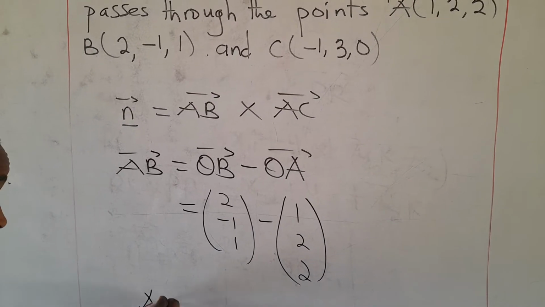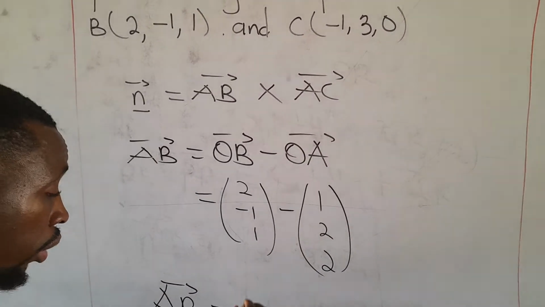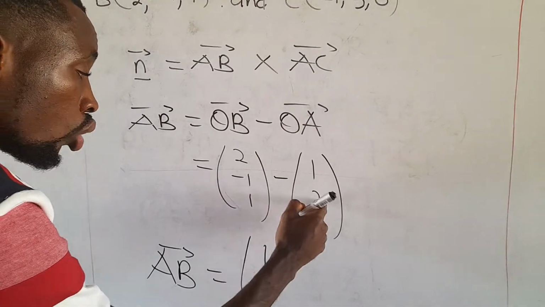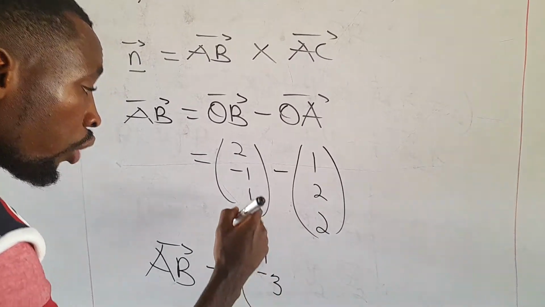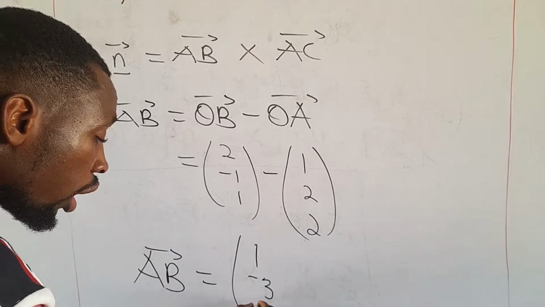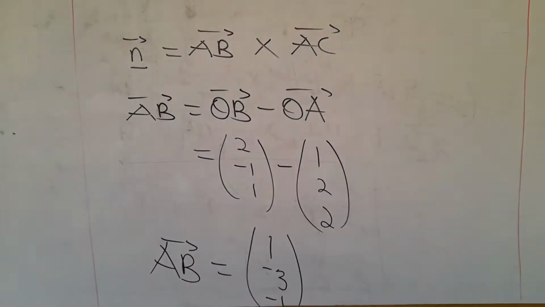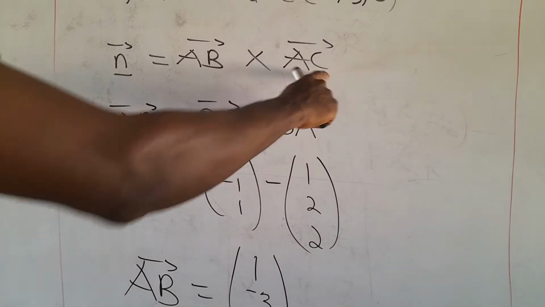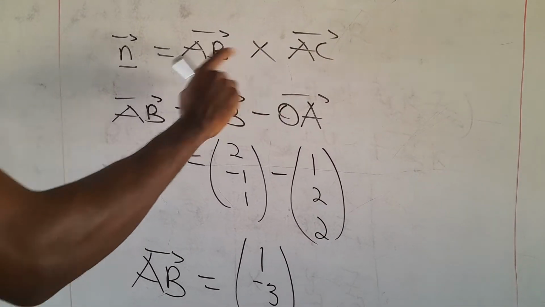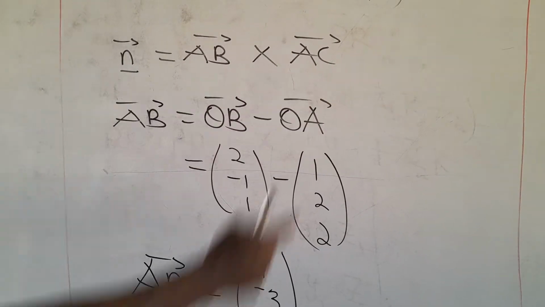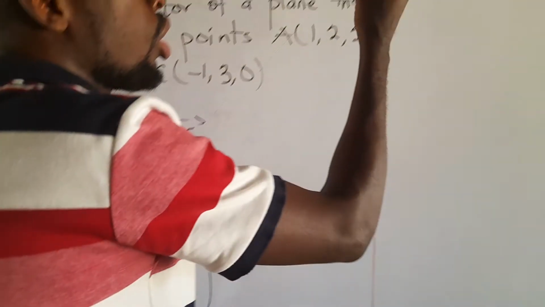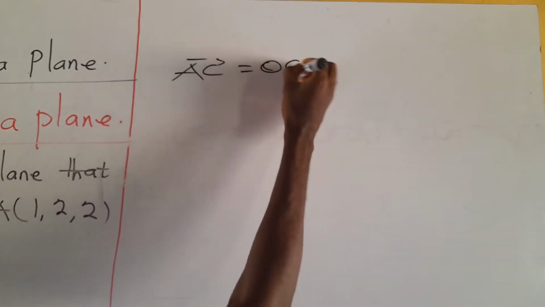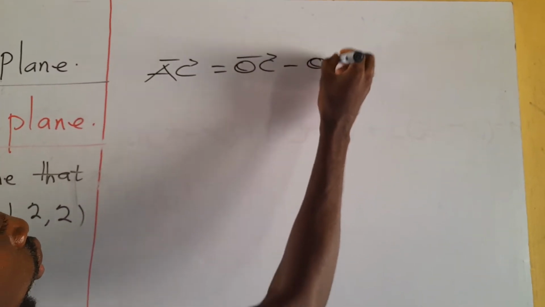When we subtract, we get our AB to be 2 minus 1 is 1, negative 1 minus 2, that will be negative 3, and 1 minus 2 will be negative 1. So we need to find AC too. Since we know AB and we are finding the cross product of that, we need to find AC.